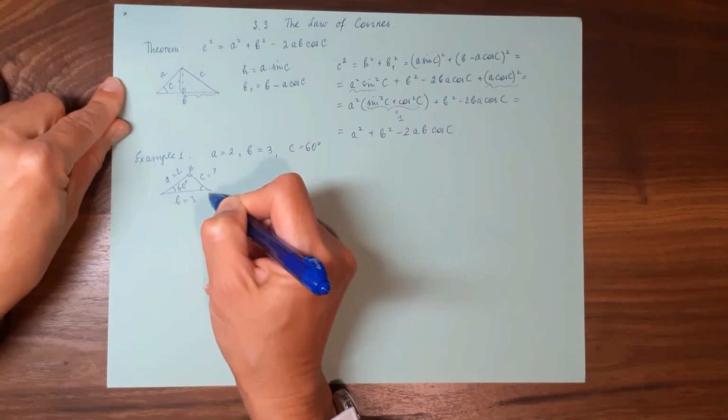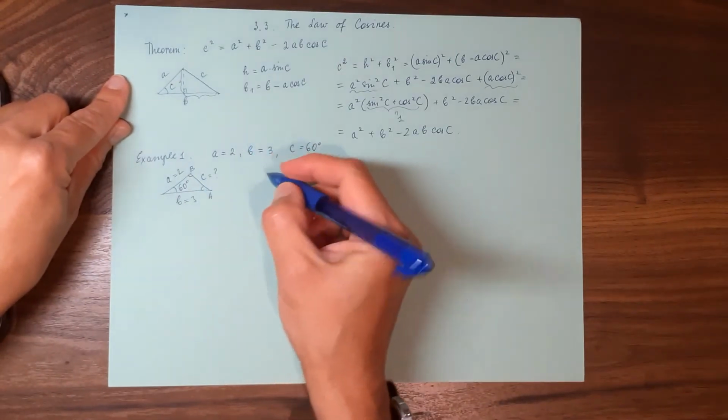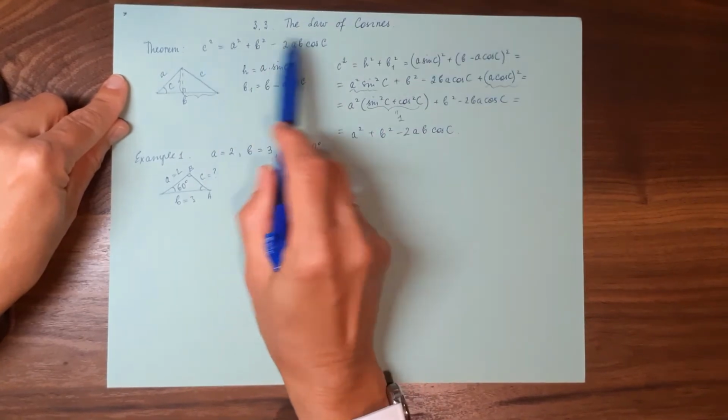Well, usually, if we know everything from the right side of the law of cosines, we are going to substitute it and calculate side c. And that's what I'm going to do.